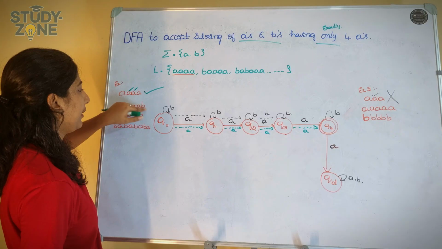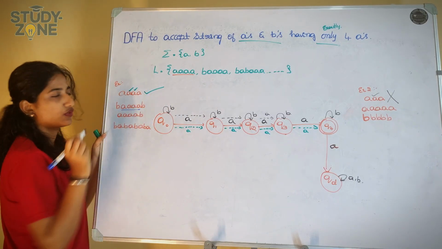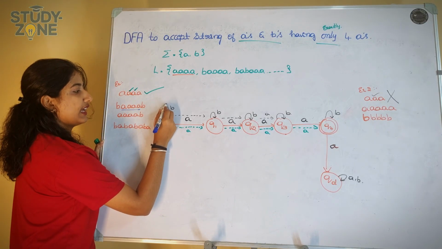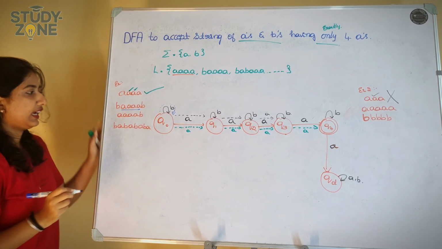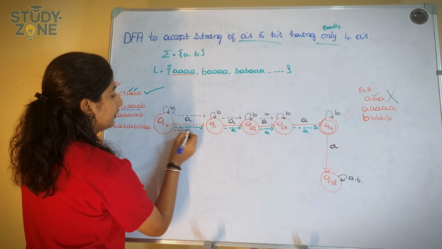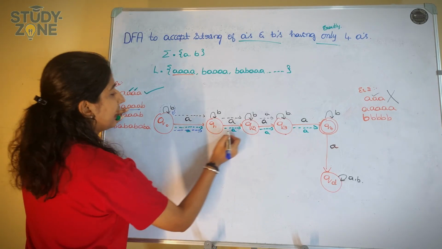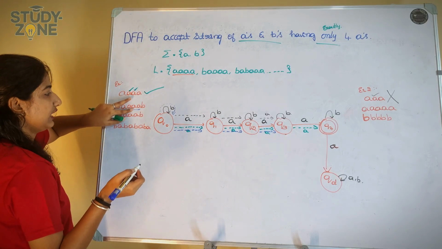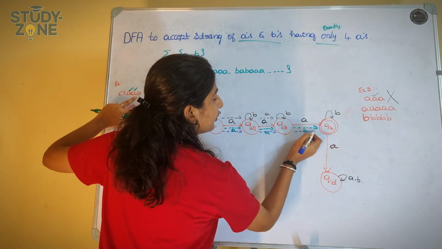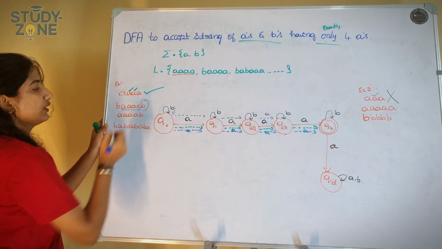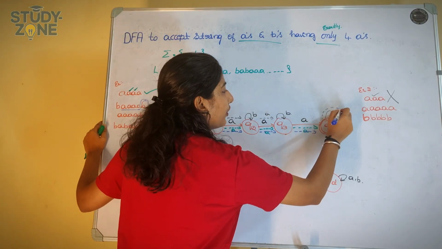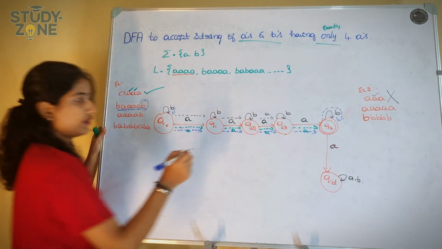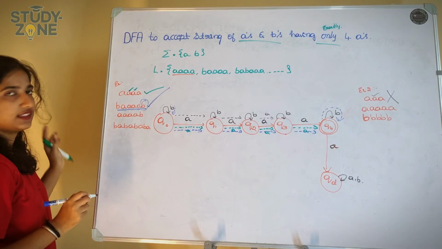B, A, B. We have 4 A's, so it should get accepted, right? So let's check. I have B at first. Stay in Q0 only, and then I got A. Move to Q1. I got A again. Move to Q2. I got A again. Move to Q3. I got A again. Move to Q4. I got B now. So stay in Q4 state only. So it is there in the final state, right? So it will get accepted. So this one gets accepted.